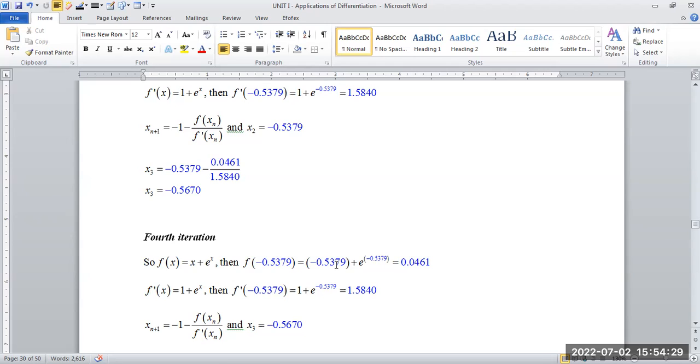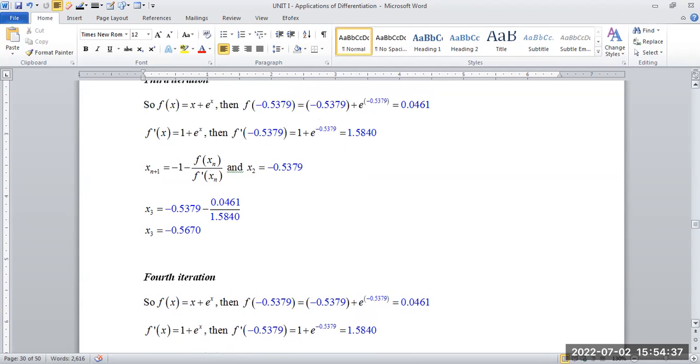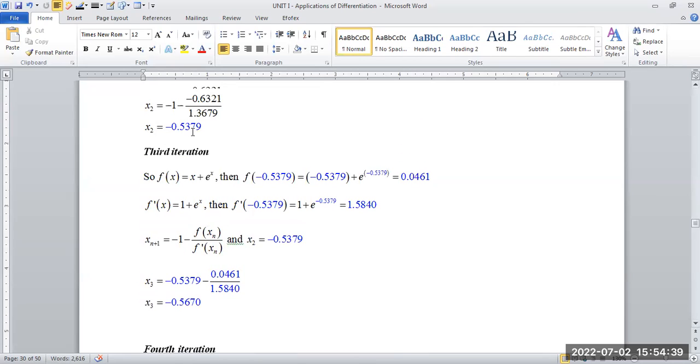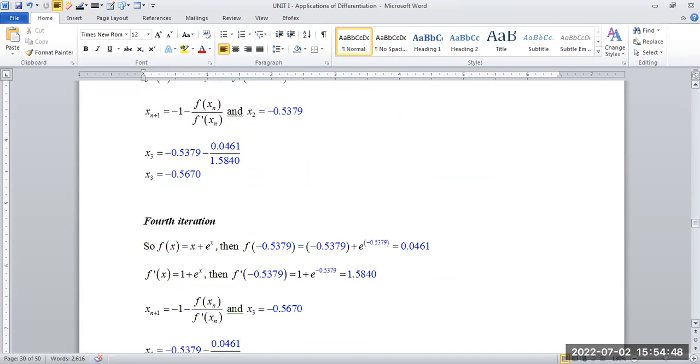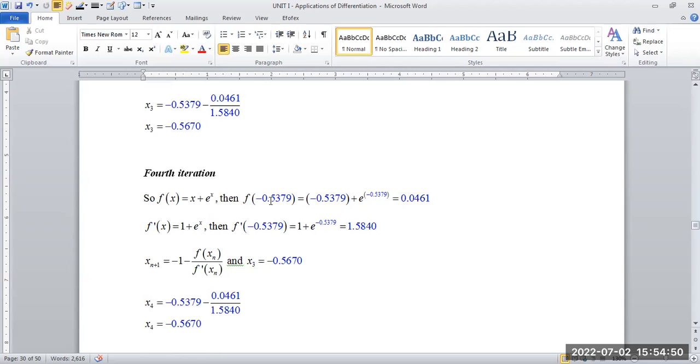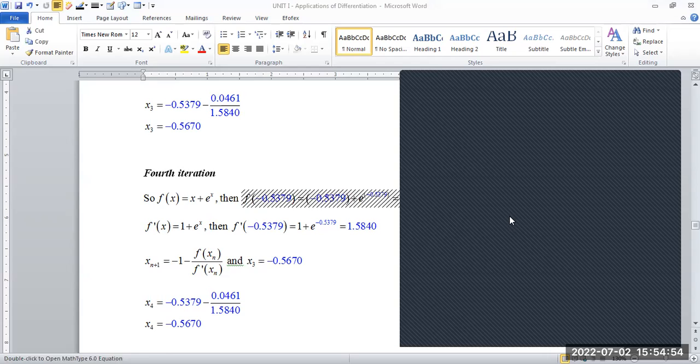To be sure, whenever I get the x3, my x4. So my x2 is what I'm substituting here to get my x3. Having got my x3, I now need to substitute my x3 into my x4. So this is supposed to be 0.5760. I don't know what it is that I was doing. 0.56.